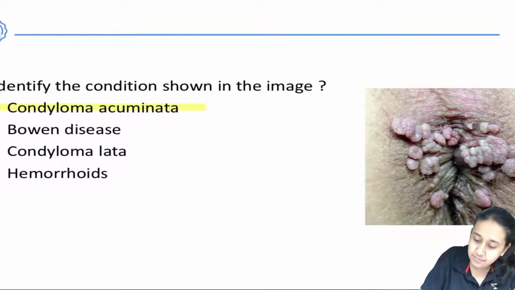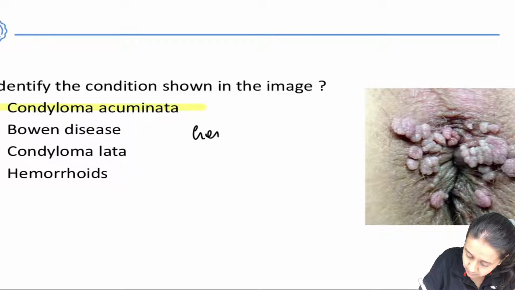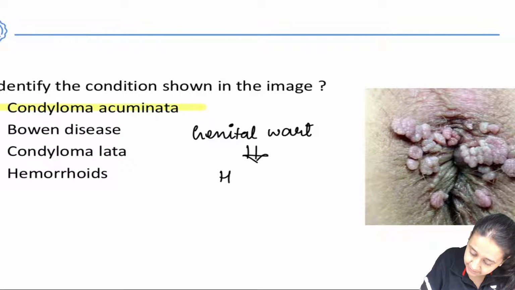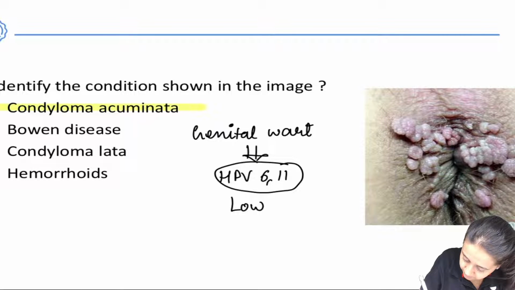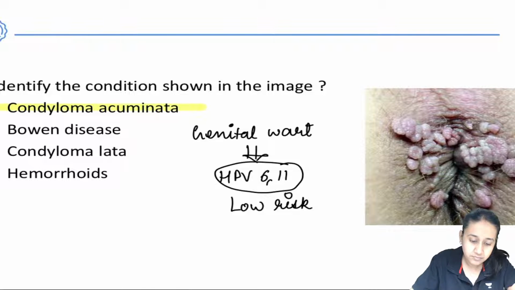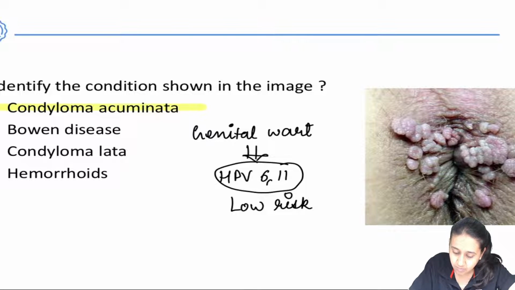This is a very classical image of genital HPV infection, and I think we have discussed this so many times, that HPV 6 and 11, which are low risk HPV, cause this disease. Clear all of you? Next question.